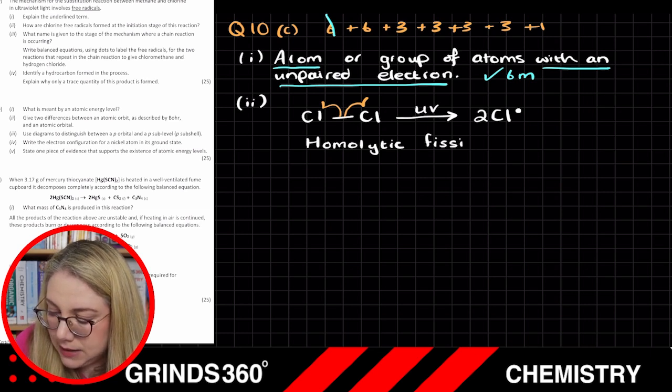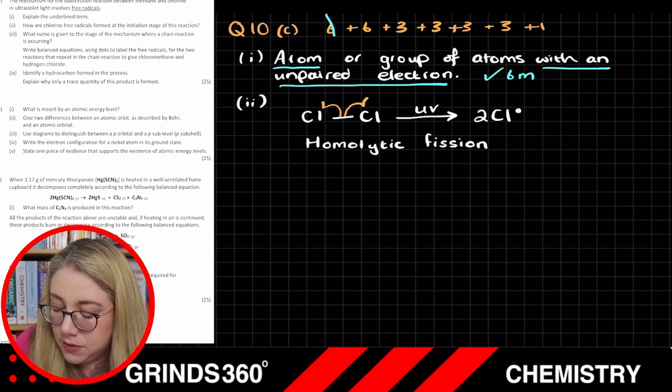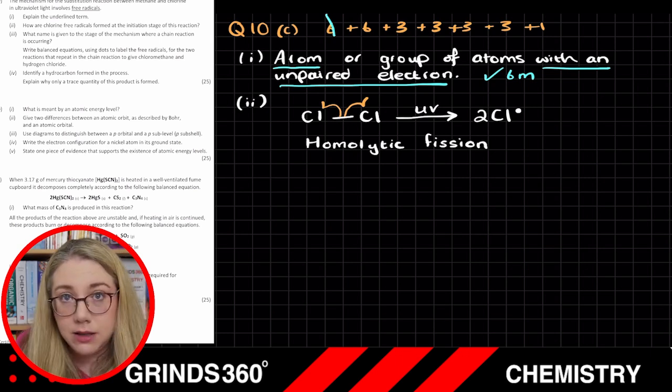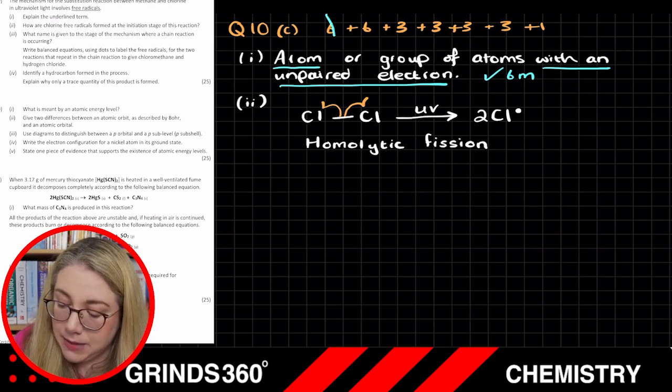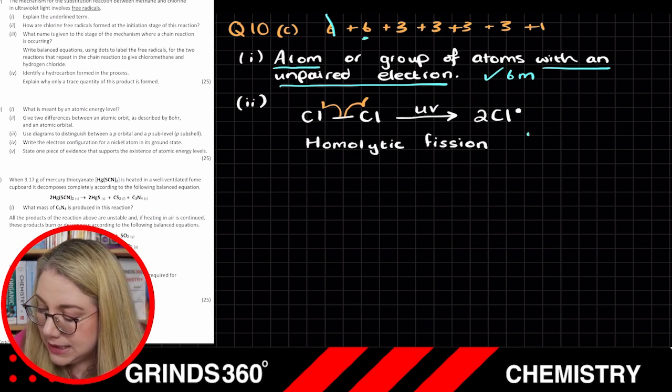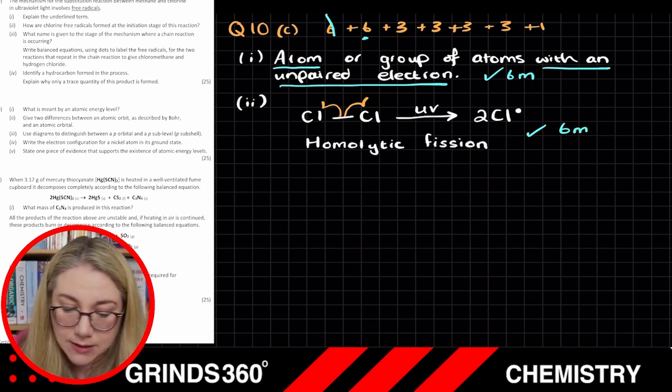Now, there's various different answers that can get you marks here. So if you didn't write it like I did, that's absolutely fine. You might still get your marks. Now, my second markable point in this is worth 6 marks. So I'm going to get 6 marks for that.